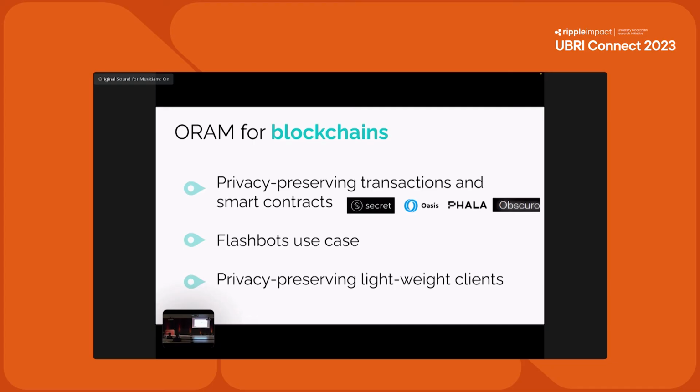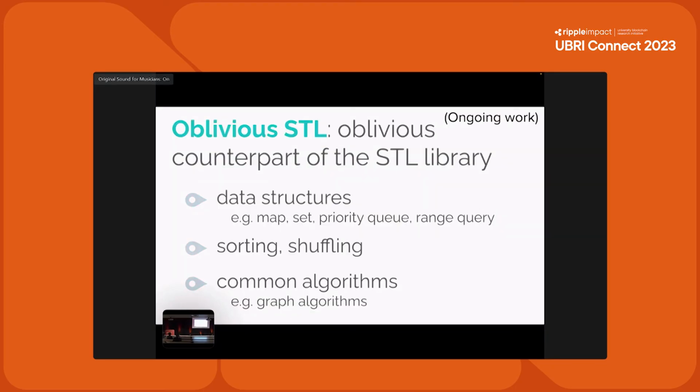Privacy preserving lightweight clients. There are already projects that are using ORAM to provide privacy preserving retrieval. For instance, MobileCoin is an example. I won't go into details. So right now, we are working on developing an Oblivious STL library, and you can think of it as an Oblivious counterpart of the standard C++ STL library. We are going to provide efficient Oblivious implementations of common data structures like map, set, priority queue, range query data structures, other algorithmic building blocks like sorting, shuffling, common algorithms like graph algorithms, and so on and so forth.